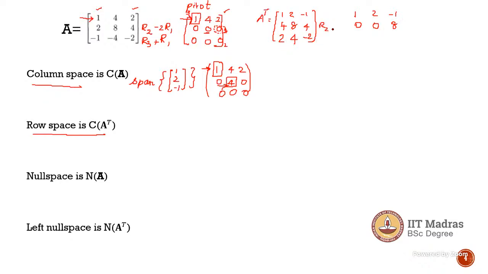So R2 minus 4R1. Ma'am, here it is 4, 8, minus 4. I think you missed the minus sign, ma'am, for the A transpose. Where?